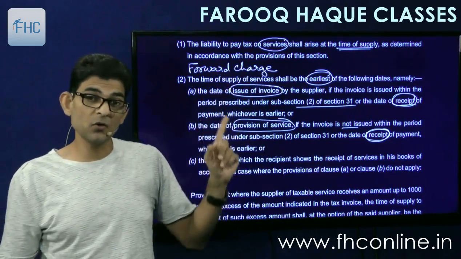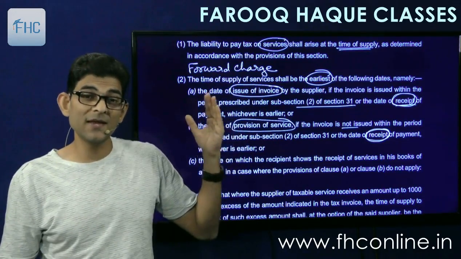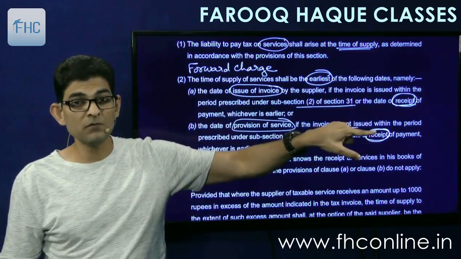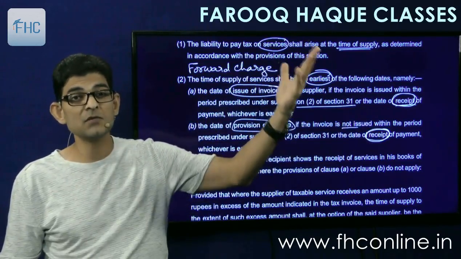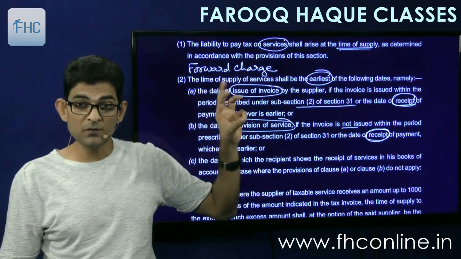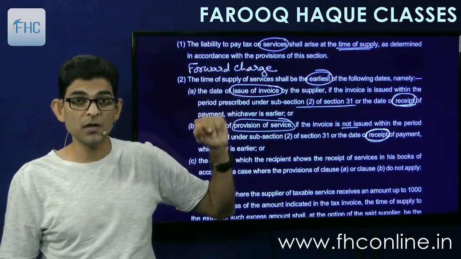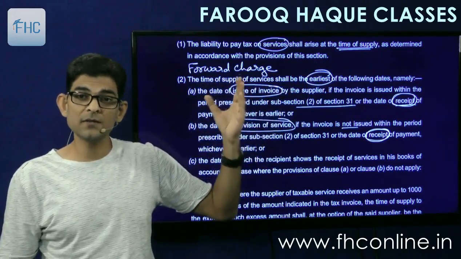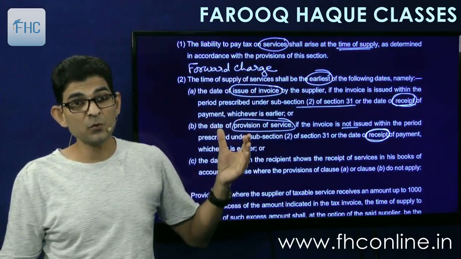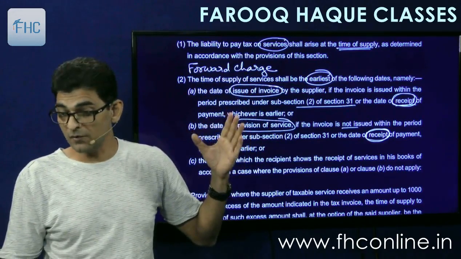So issue of invoice or provision of service is again accrual. The point of accrual, we'll compare the point of accrual with point of receipt and take whichever is earlier. Okay, so accrual we'll have to take two things, either or. If invoice is issued within 30 days, then issue of invoice. If not issued within 30 days, then the date of provision of service itself will be considered.